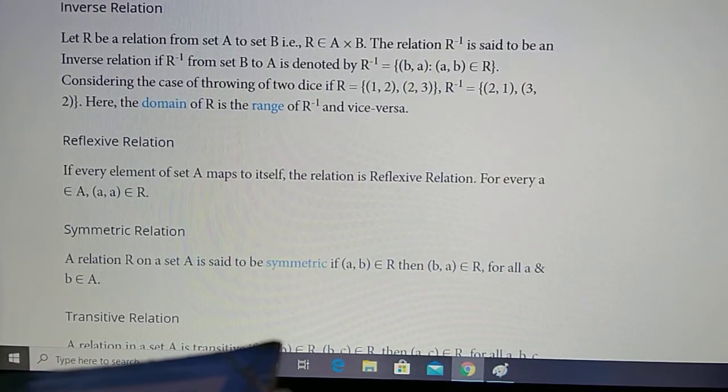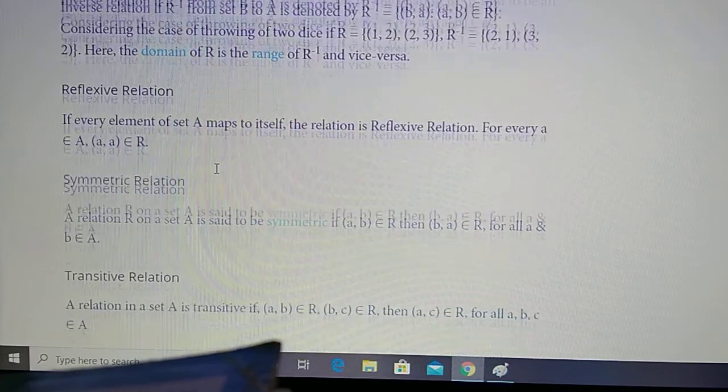So we can understand very well with an example. Like, look, R we have (1, 2), (2, 3). So the inverse of R is (2, 1), (3, 2). So we can see it here. Yes. So here, the domain of R is the range of R inverse and vice versa.